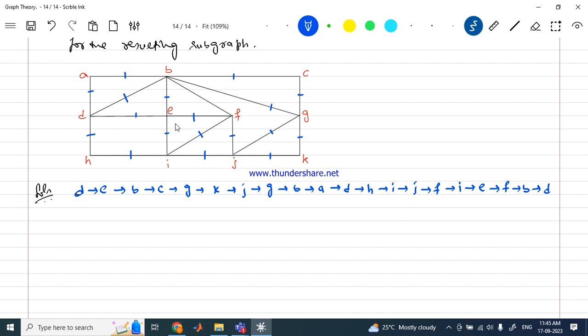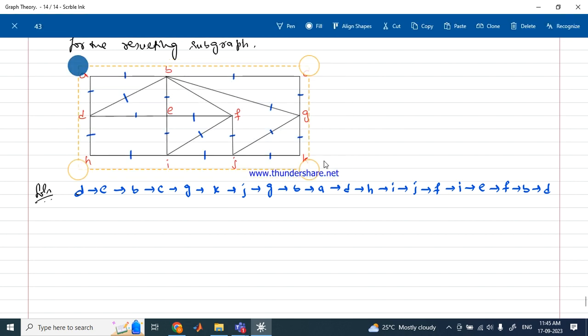So this graph is called Euler graph, and the circuit which is obtained here is called the Euler circuit. And the second part of the problem is what? So let's copy this.